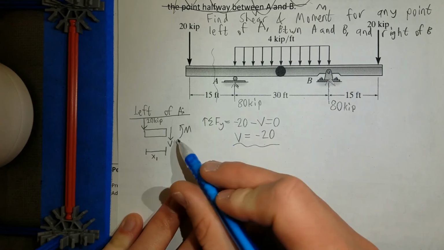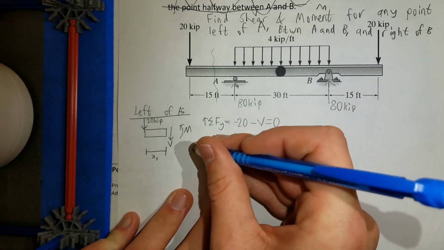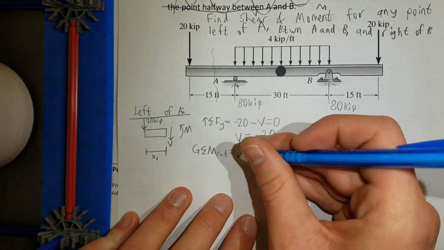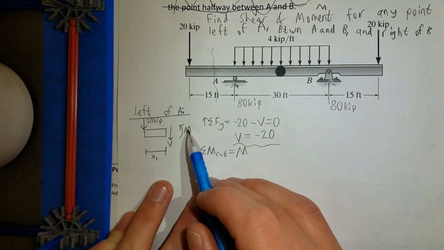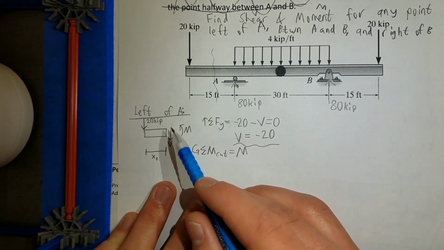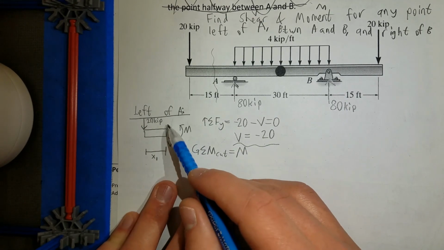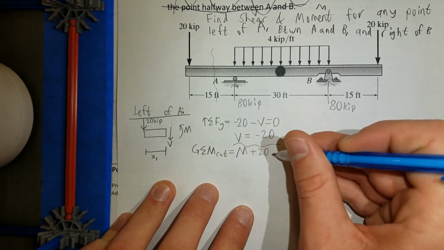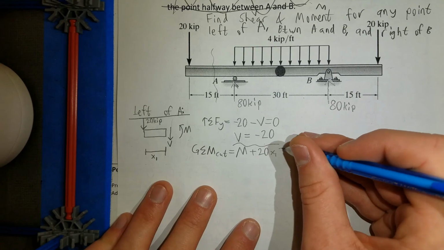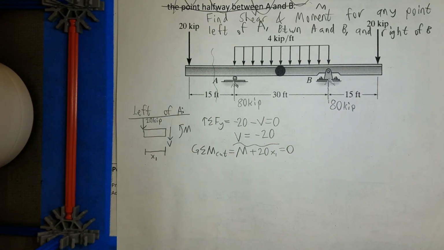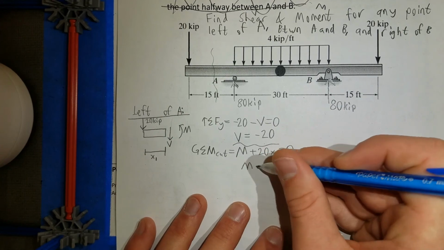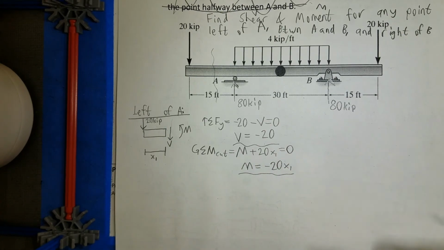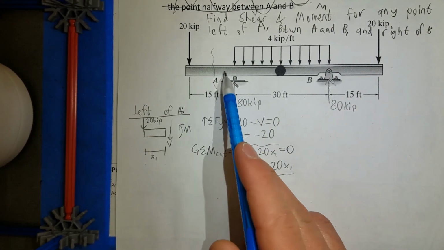Where it gets a little weird is with our moment forces here. So we're going to go ahead and sum our moments about the cut. When we do that, we're going to have M for our moment here. And the only other thing, shear is not going to cause a moment here because it's acting on the cut, so there's no distance. We're going to have our 20 kips, and it's going to be going counterclockwise. So plus 20 times x1, that's our distance, and those are going to be equal to 0. Solving for that, we're going to get that our moment is equal to negative 20 x1. And those are our two formulas for any cut along here to the left of A.